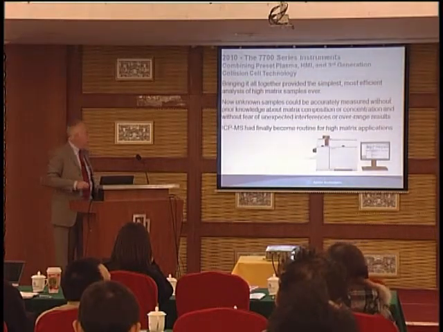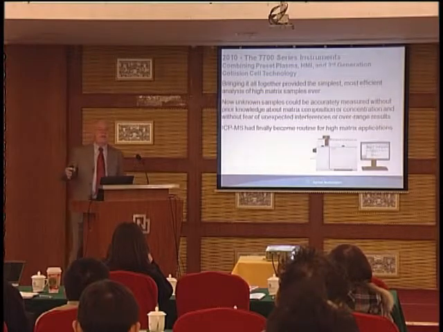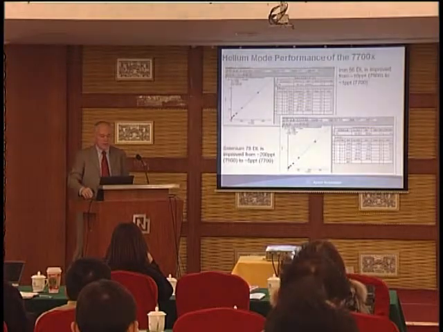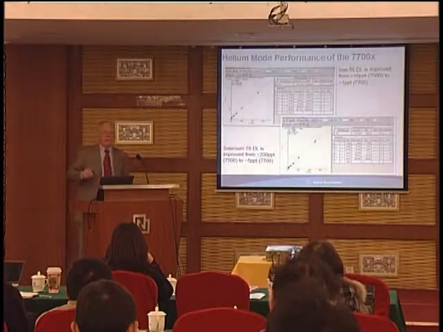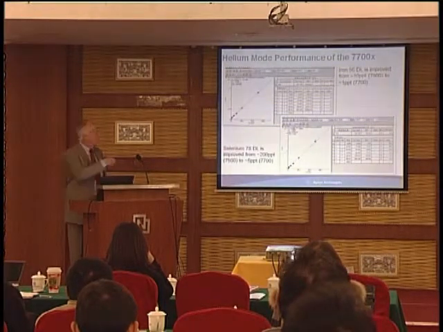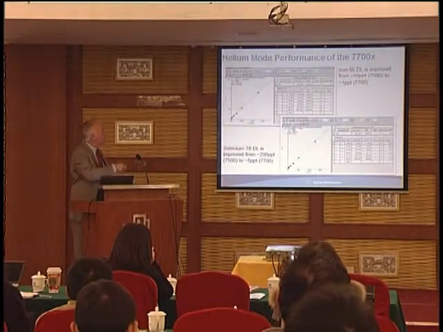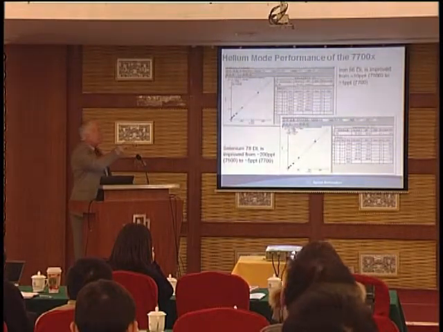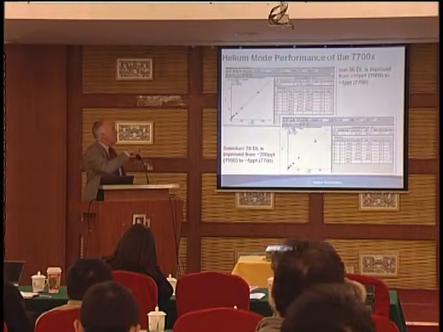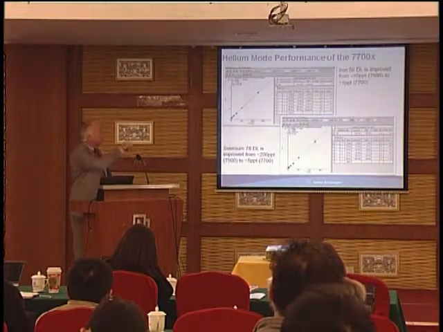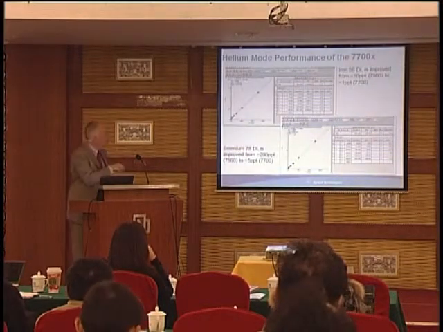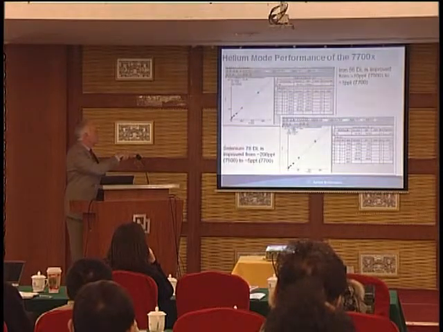And this was the first time that ICP-MS had finally become absolutely routine for high matrix applications, push button high matrix applications. This is an example of comparing the performance of high energy collision mode with the previous version, looking at one of those problematic elements, iron, remember, which was a problem for the semiconductor people. We've been able to reduce our iron background equivalent concentration about 10 times, from about 10 ppt to about 1 ppt.